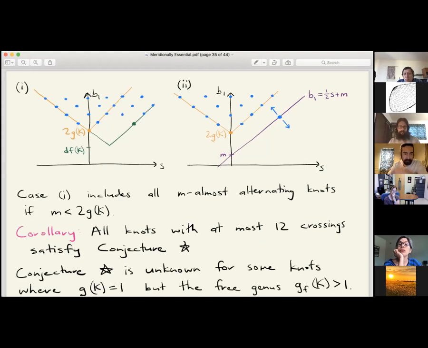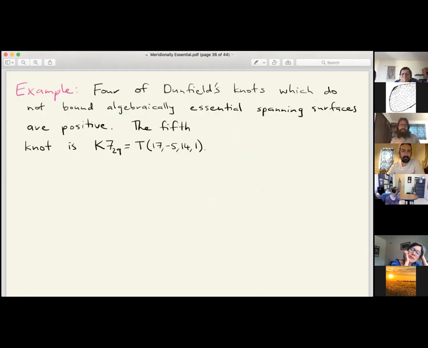I was just going to mention, here's a case where this conjecture star is still open, maybe something to think about if someone's interested. These techniques do not work for knots that have Seifert genus 1 but whose free genus is strictly larger, because in that case all the surfaces have to live in this Seifert cone. So this could be some sort of a satellite knot, or there are hyperbolic examples with totally knotted genus 1 non-free Seifert surfaces.